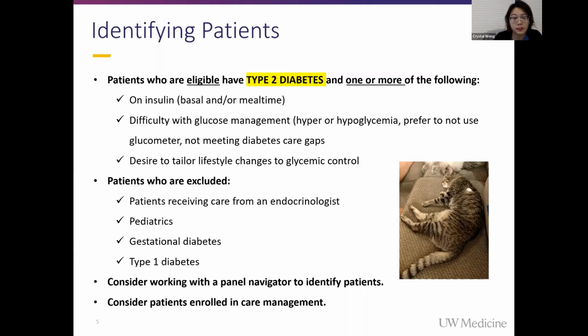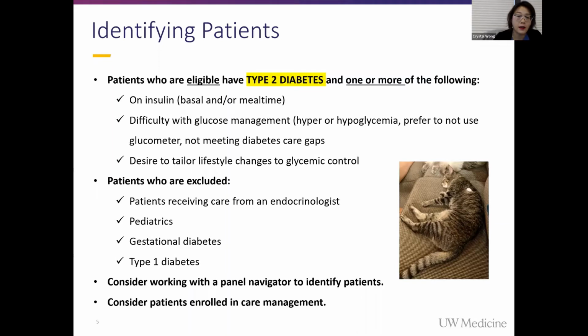So patients who are eligible for CGM in primary care have type 2 diabetes and one or more of the following criteria. Sometimes when you think CGM, you think insulin, and that's true. Type 2 diabetics who are on insulin, even if it's just basal, are a great fit for this program because they can substitute finger sticks with the CGM. However, you don't have to be on insulin to be a good fit. Anyone who's struggling with glycemic control, anyone who would prefer not to use a glucometer, anyone not meeting their diabetes care gaps, those are good patients.